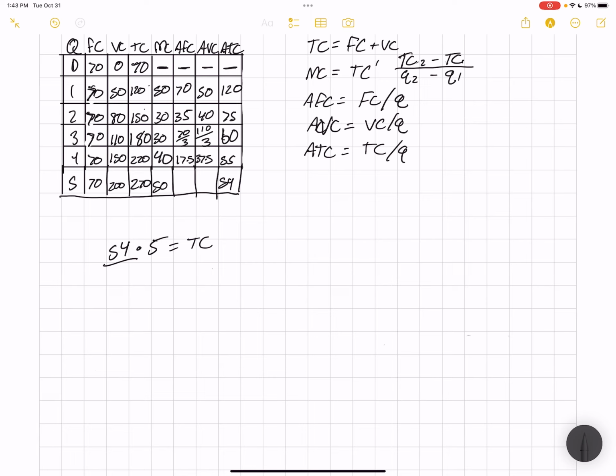Average fixed cost is our fixed cost divided by quantity. 70 over 5 equals 12. Our AVC, 70 over 5 is not 12, it's 14. I don't know why that's incorrect. Okay, our AVC is going to be our variable cost divided by our quantity, so 200 divided by 5, which is 40. And then we have our ATC of 54.